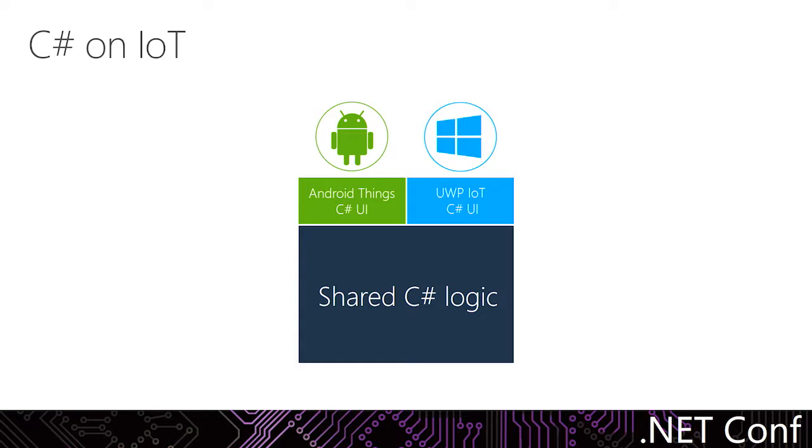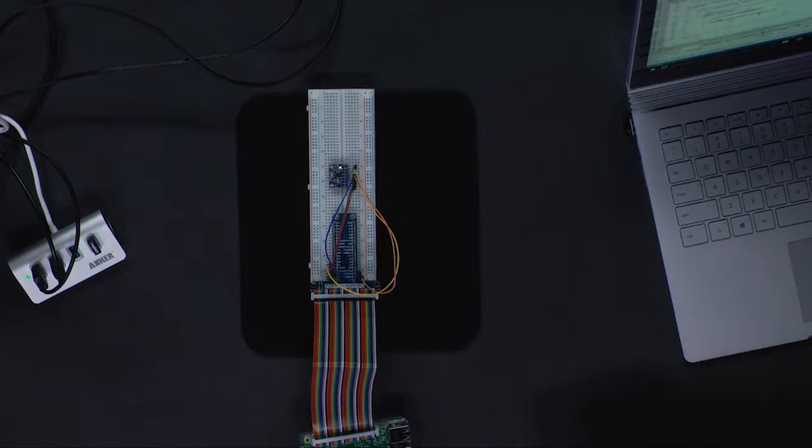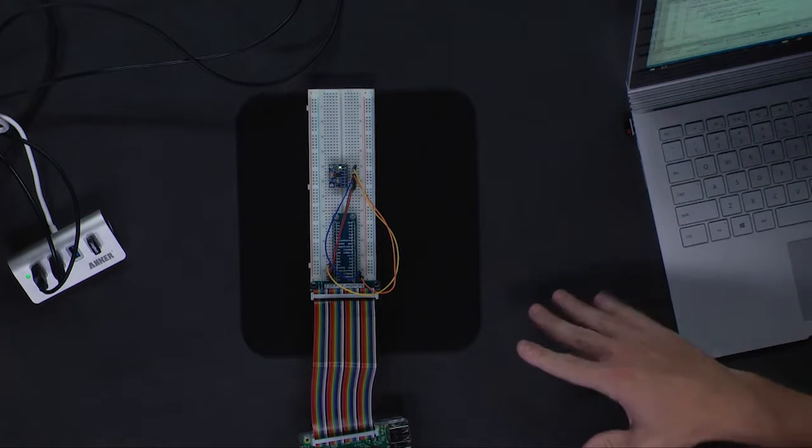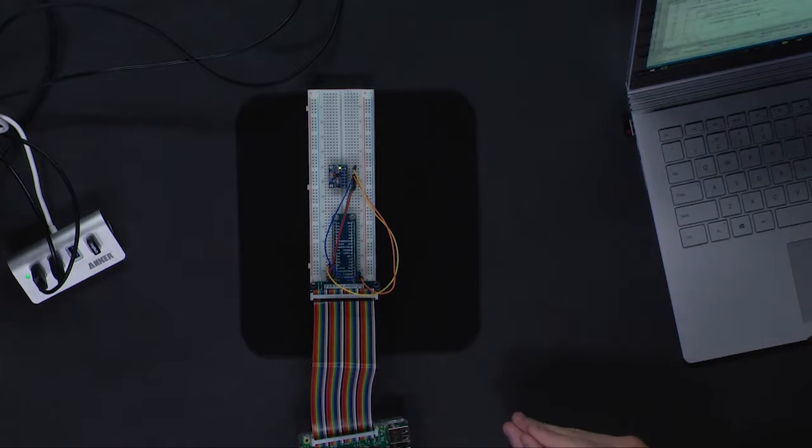In fact, this setup that you see right here, we could run either Windows IoT or Android Things on this exact setup, and we'd only have a very tiny bit of platform-specific code that we'd need to interact with. The rest of that's going to be shared code, shared Xamarin code, to have exactly the same solution running on the Android Things operating system or the Windows IoT operating system.